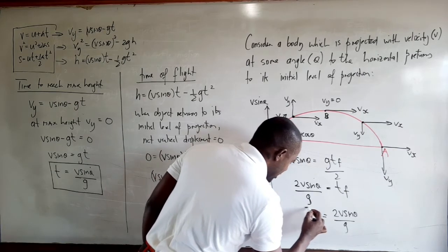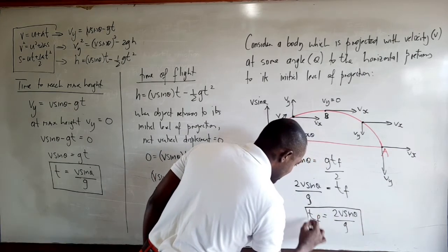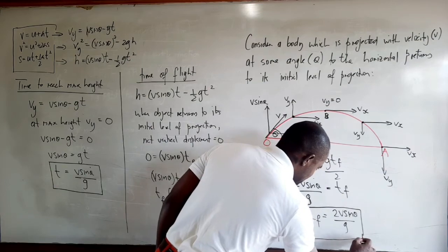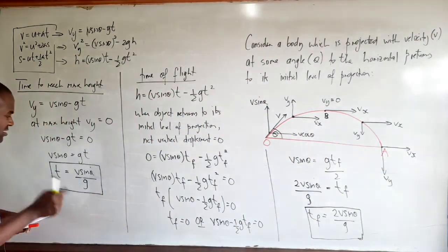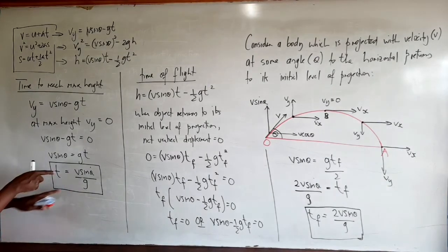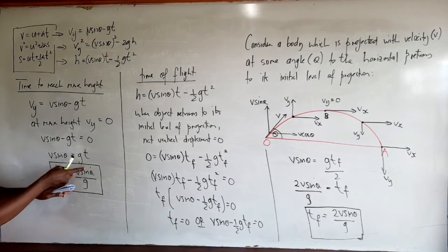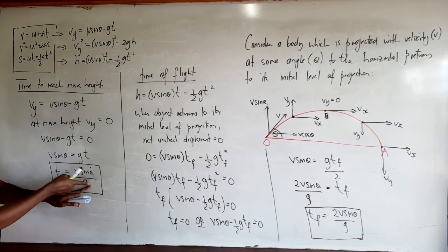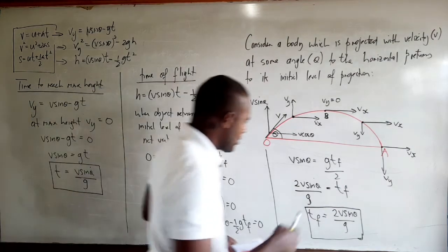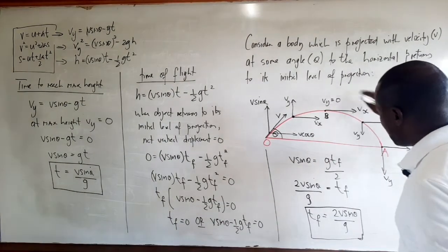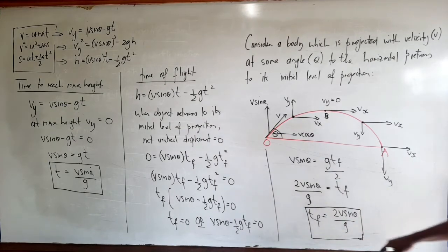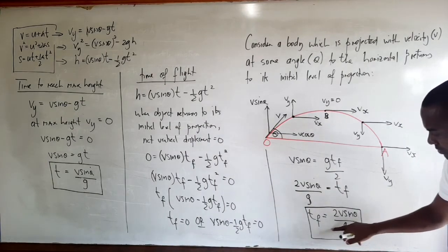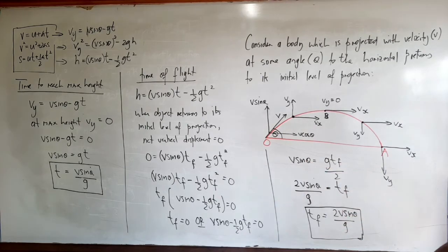Now let's compare this to the time taken to reach maximum height, and we should see a direct relationship between the two. The time taken to reach maximum height is given by the initial vertical component v sin theta divided by g. The time of flight, which is the time taken to return to its initial level of projection, is equal to 2 v sin theta over g. So what this shows is that the time of flight is twice the time taken to reach maximum height.